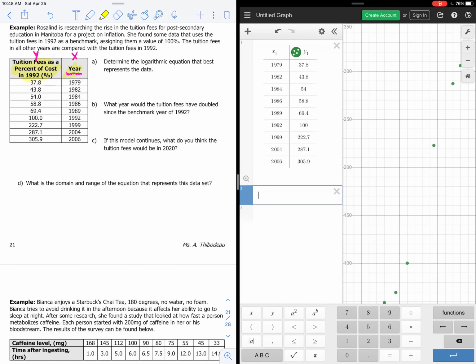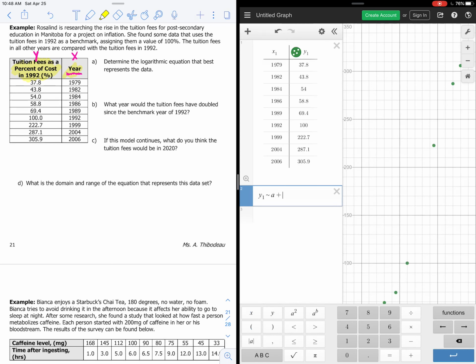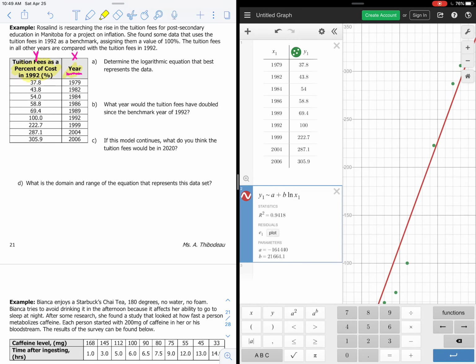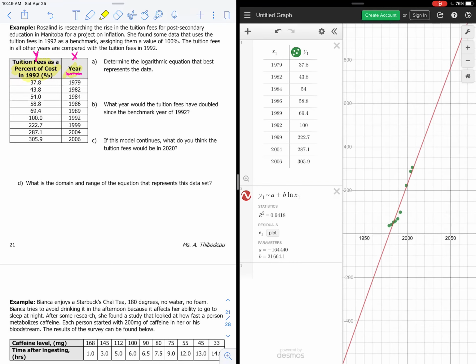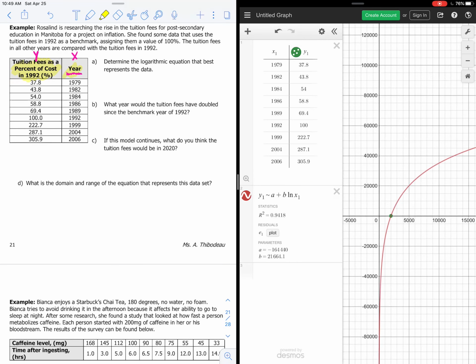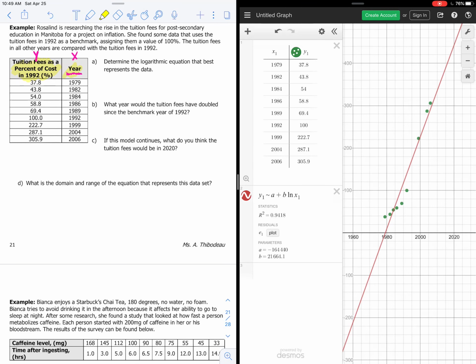It asks us for a logarithmic equation, so we are going to be using our logarithmic regression. So we have y1, we have our squiggle, a plus b ln x1. And we should get something that looks like this. Right? And if we zoom out, it looks quite logarithmic. When we zoom in, you might be thinking, well, that kind of looks like a straight line. Right? So don't let that affect you.